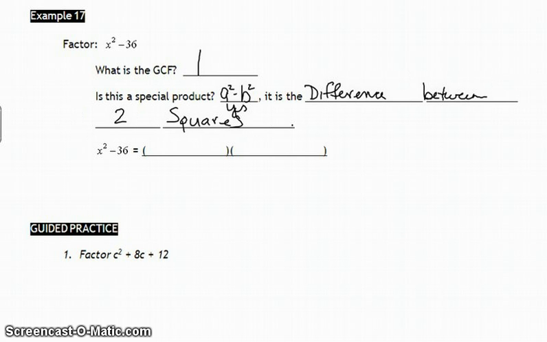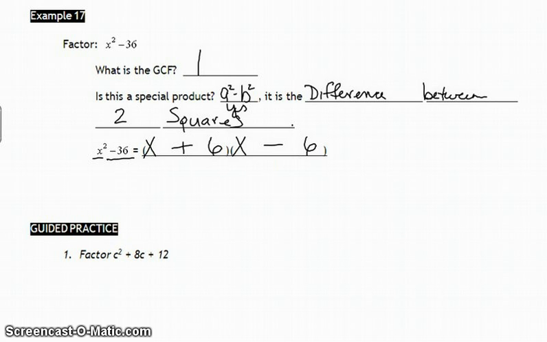Recognizing this, we can take the square root of the first term, which is x squared, so the square root is simply x. The square root of 36, what times itself is going to get me 36? That's 6, one plus, one minus. We're done.